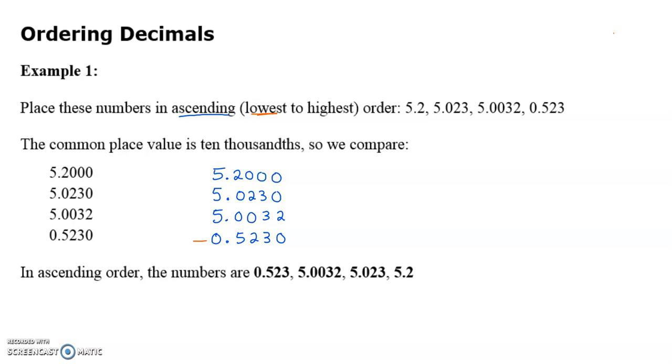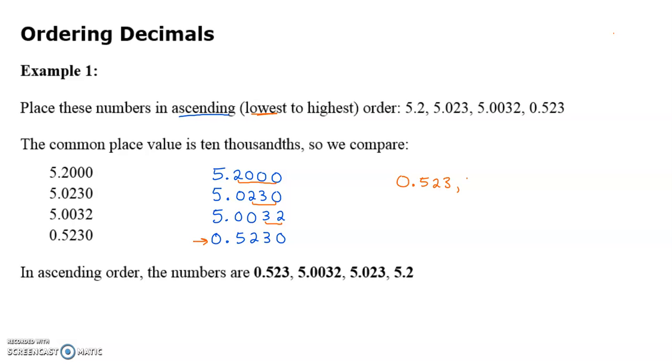Well, I can see right away that my lowest number is the 0 point, because on the whole number side, that's much smaller than the 5. So I'm going to have 0.523, the original number, come first. And then now I have a comparison between all these 5s. So I need to look on my decimal side. Let's take a look. We have 2,000. We have 230. And we have 32. We know that 32 is much smaller than 230 and 2,000.